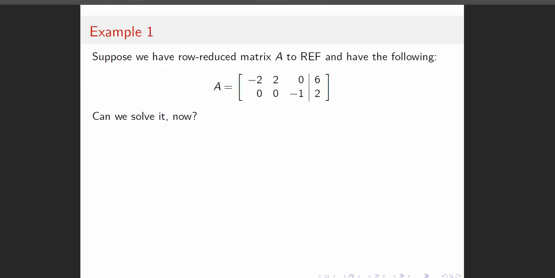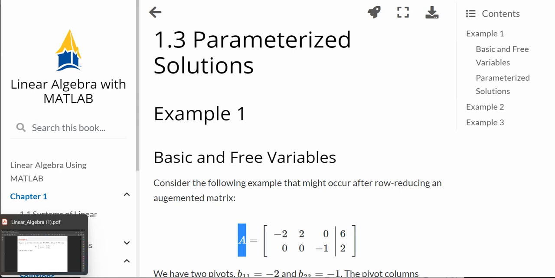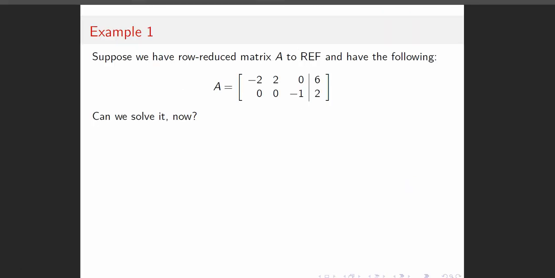All right. So we have example one, and by the way, example one is from the course notes. This is section 1.3 and example one, and I'm using this example matrix A right here. We have this row reduced matrix, and can we solve it? Yes, we can solve it because we actually know what x3 is equal to, the bottom row.